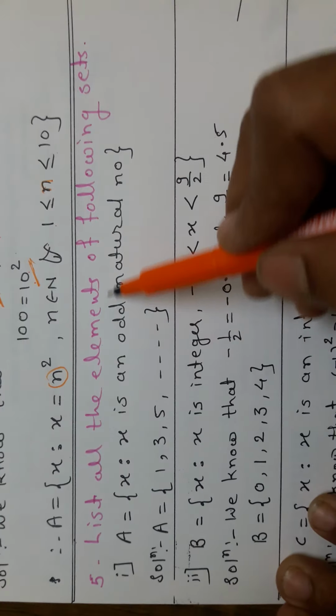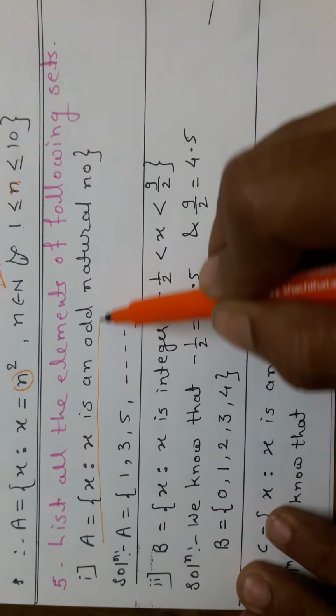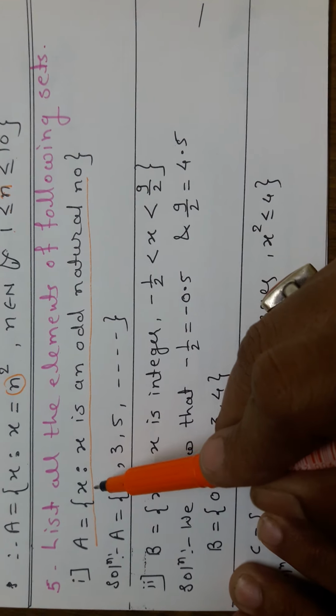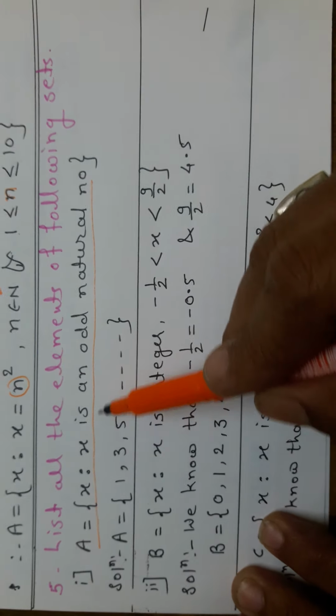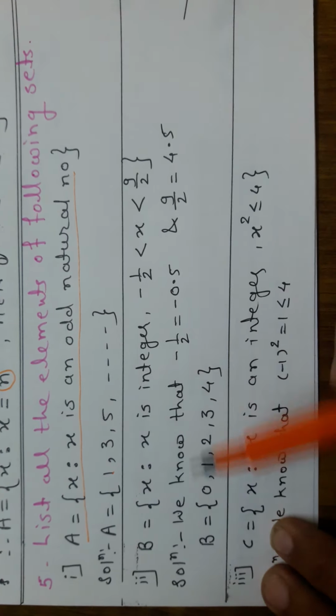Fifth, list all the elements of the following set. This they had given as a roster form. We have to write as a set builder form. A is a set of x such that x is an odd natural number. Which are the odd natural numbers? Natural numbers start with 1, but odd we want. That's why 1, 3, 5 and so on.